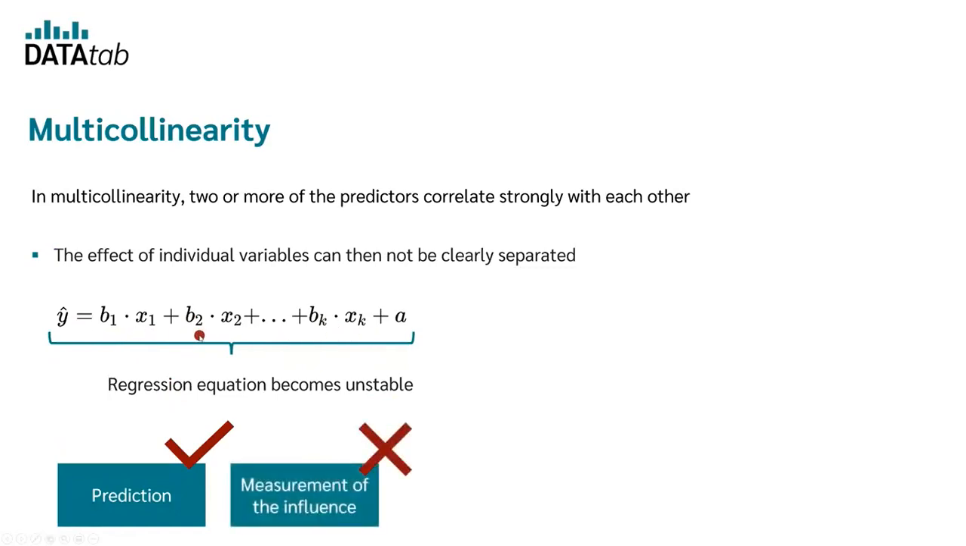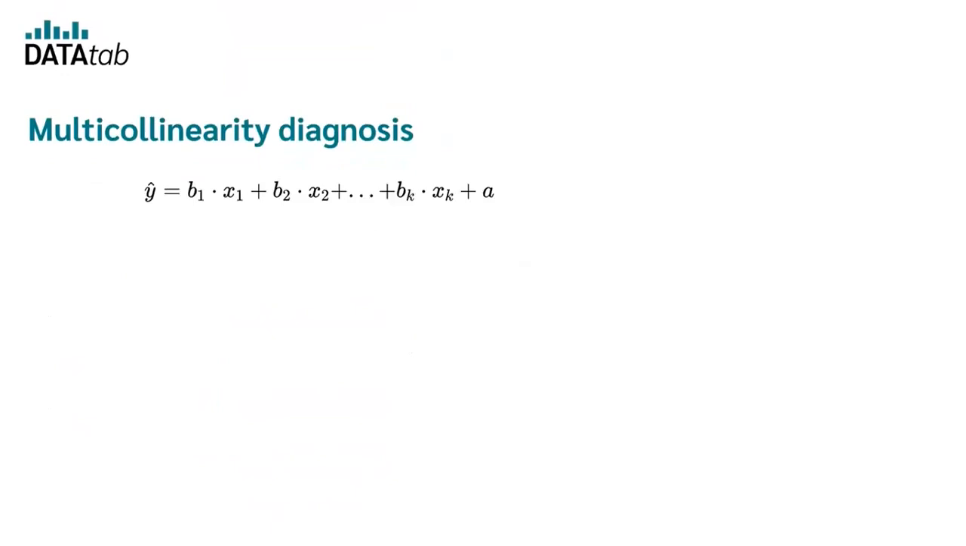However, if the regression model is used to measure the influence of the independent variable on the dependent variable, there must not be multicollinearity. And if there is, the coefficients cannot be interpreted meaningfully. So now the question is, how can we diagnose multicollinearity?